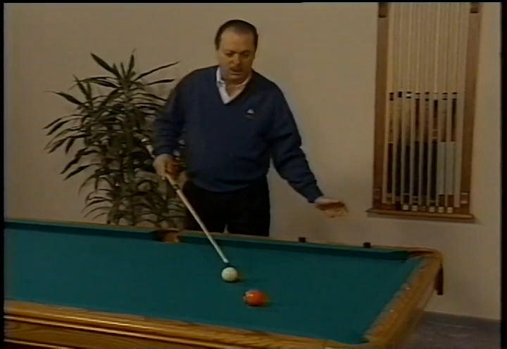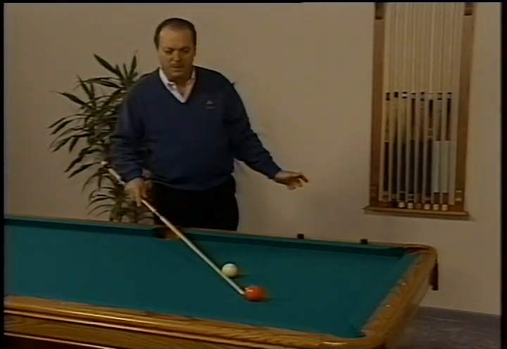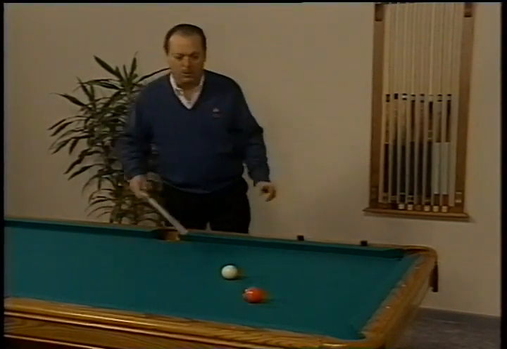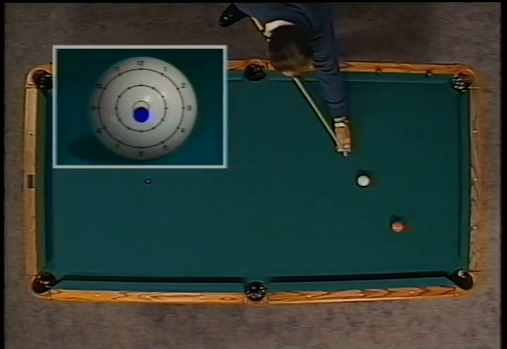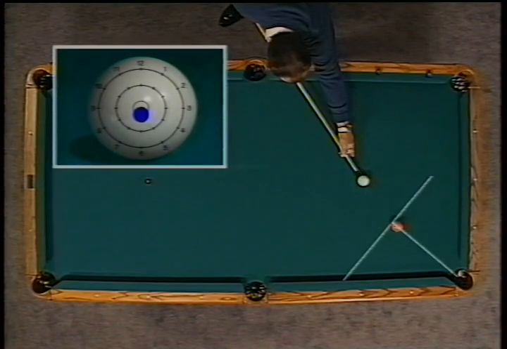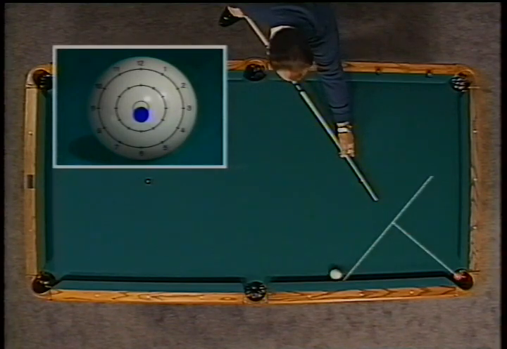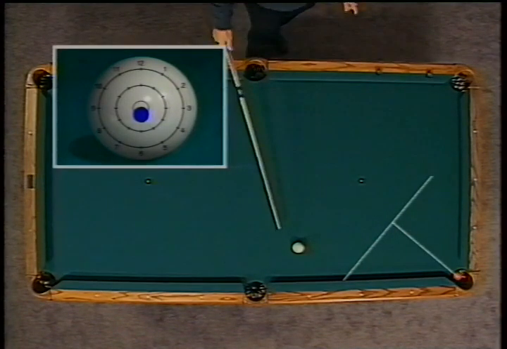I'm going to cause the cue ball to arrive here with no spin, and you'll see the cue ball goes right down the tangent line. Because the balls are so close, I'm shooting just a little bit below center, and you can see the cue ball went straight down the tangent line.